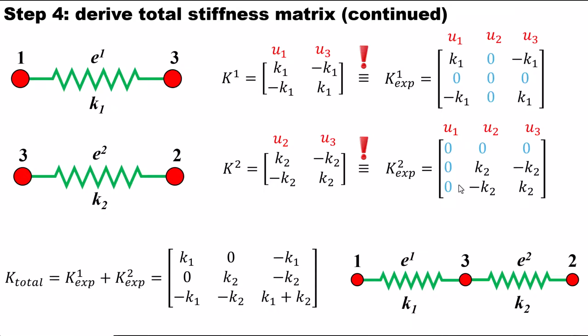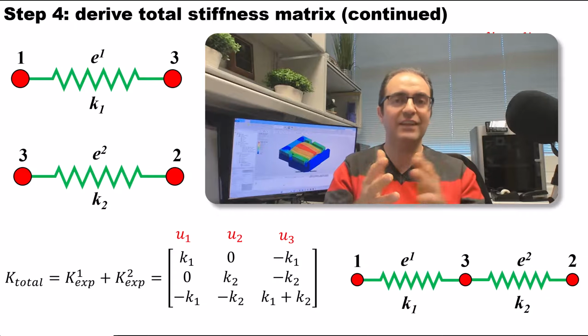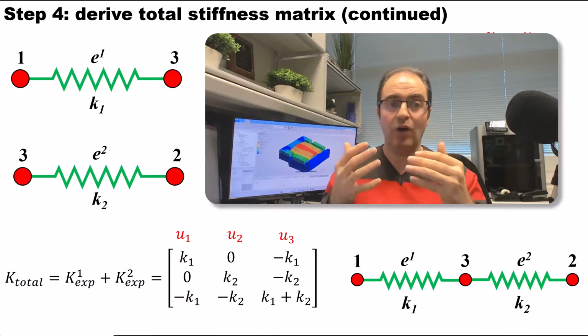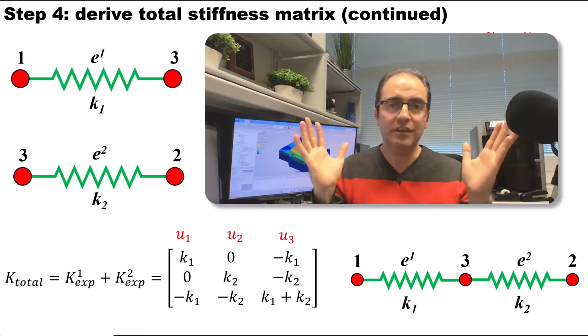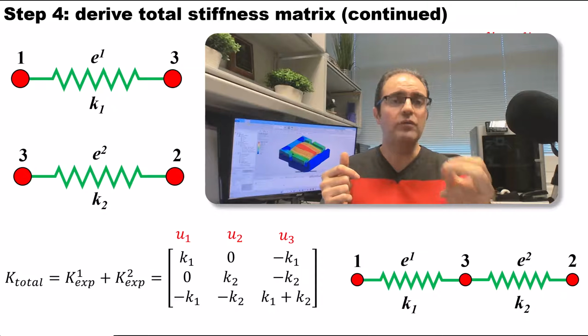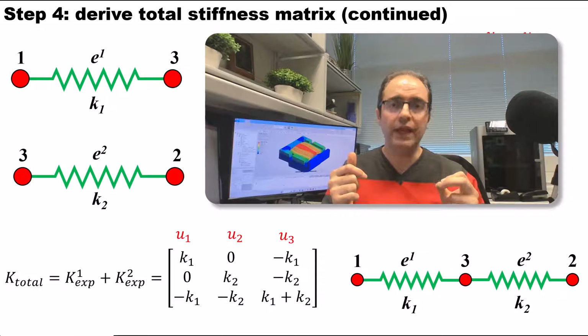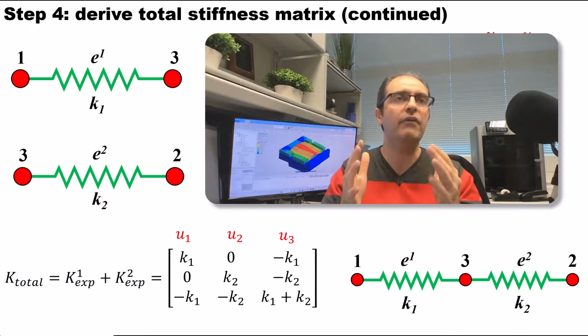Now you can see that K total can be calculated by adding K1 expanded and K2 expanded. Both of them are 3x3 and they are okay to be added both mathematically and physically. And all the degrees of freedom are now in the stiffness matrix. This is again called the total stiffness matrix. So in the total stiffness matrix, we need to have all the degrees of freedom. For example, if you have a structure with 100 nodes and each node has 1 degree of freedom, then the size of the total stiffness matrix is going to be 100 by 100 because you have 100 total degrees of freedom.